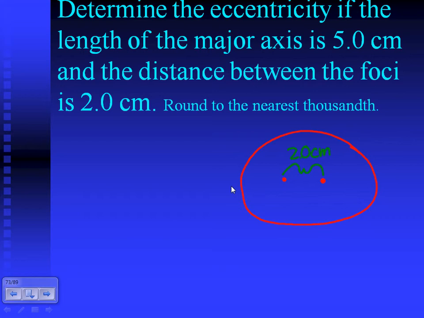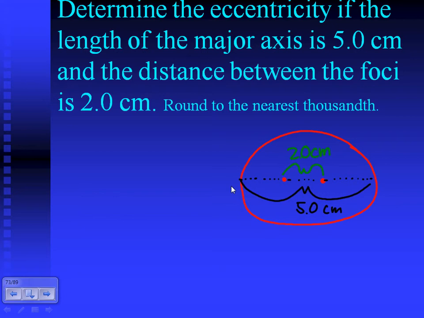We also have to know what the major axis is. Okay, so how do we do that? The major axis, of course, is the longest diameter of the ellipse. And we know that the longest diameter of the ellipse always cuts straight through the two focal points. And if we measure that distance, we find that the major axis length is 5.0 centimeters. Okay, there it is. Those are the two values.